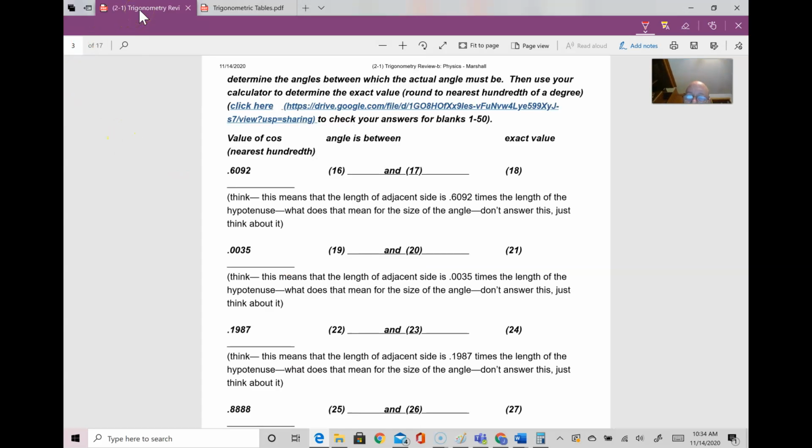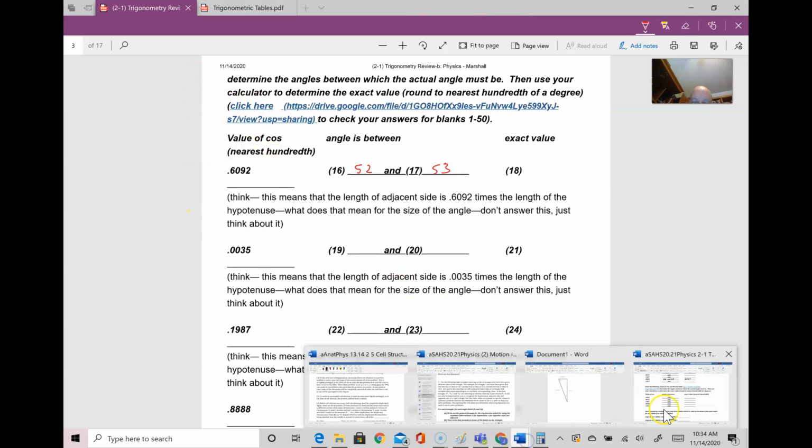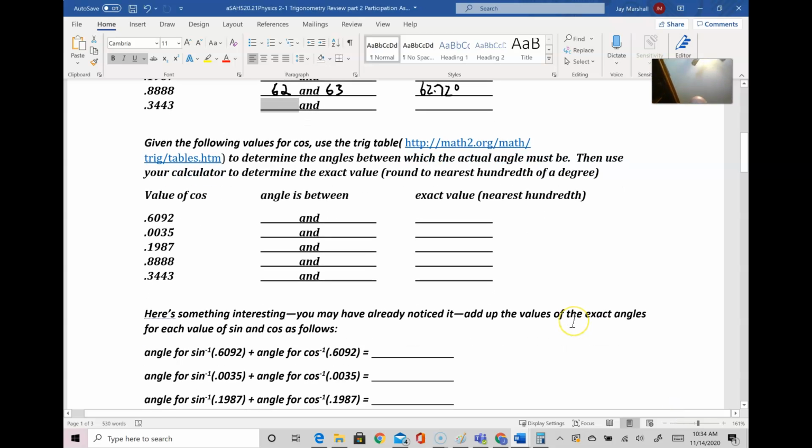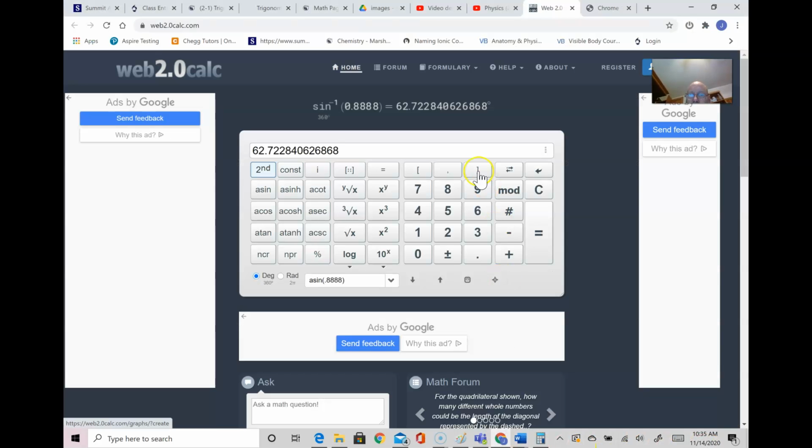Okay, so 52 and 53 degrees. Oops, and let's do that on the worksheet. So between 52 and 53 degrees. So if I go to my calculator and plug 0.6092 in for the cosine, so here's my calculator.